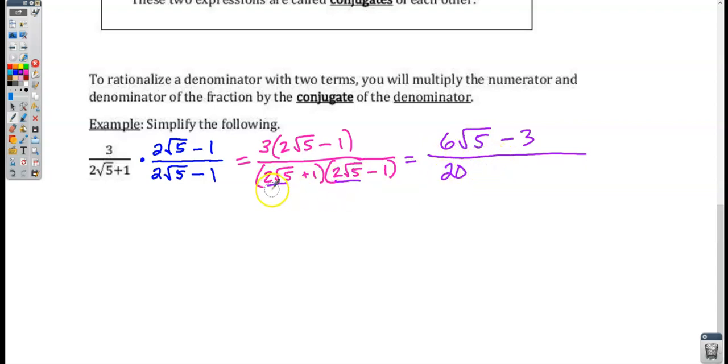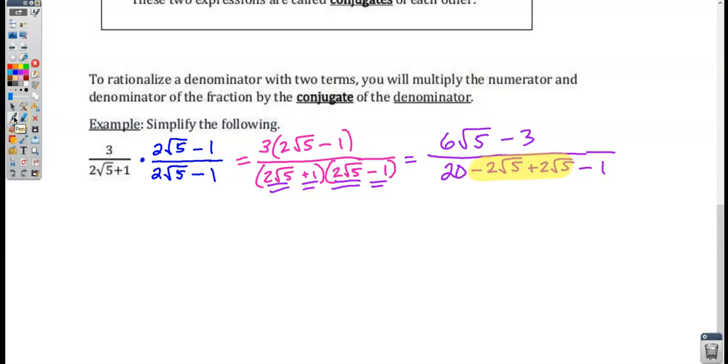And then my outer terms, 2 root 5 times a minus 1. Then my inner terms, 1 times 2 root 5, that's a plus 2 root 5. And then my last terms, 1 and minus 1. That's going to be minus 1. Now you'll notice when you multiply two conjugates together, these two center terms, when we multiply them out, are going to be two terms that are identical, only with opposite signs. And so they're going to cancel each other out.